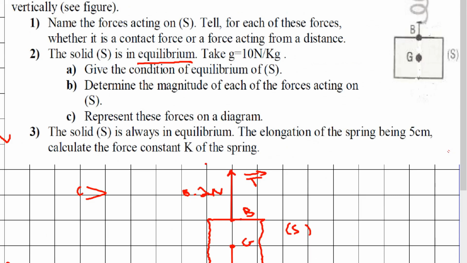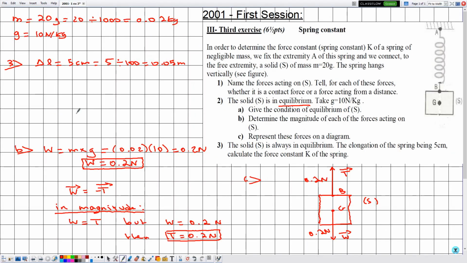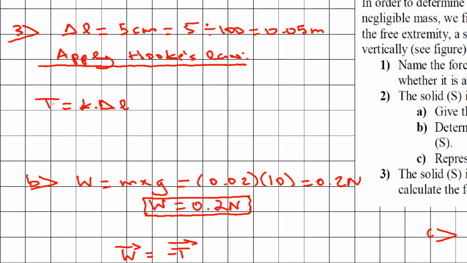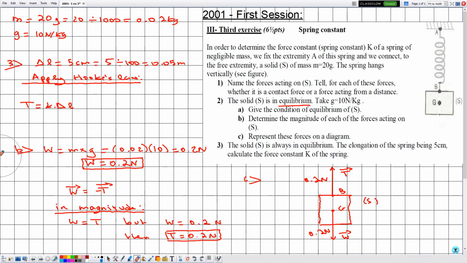Calculate the force constant K of the spring, and this can be done by Hooke's law, because now we know the tension and the elongation is given. Then let's apply Hooke's law. Hooke's law is given by T equals K multiplied by delta L, in which K represents the stiffness of the spring and delta L represents the elongation of the spring.